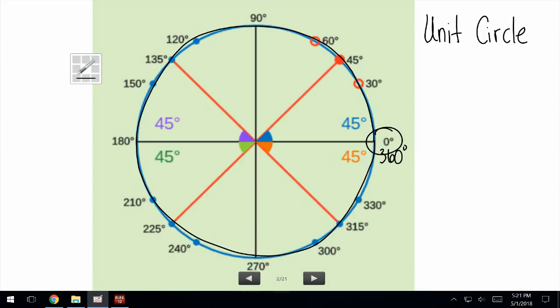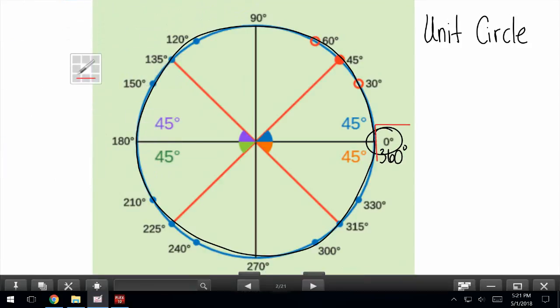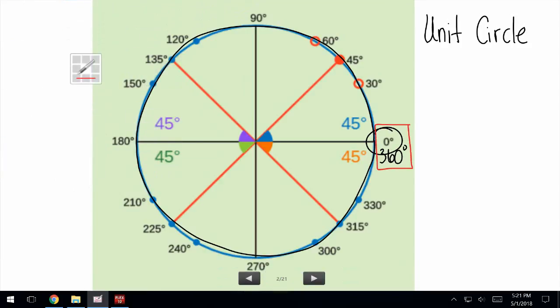Alright, so the main thing you need to know is the reference angles for right now. So the reference angles are on the x and the y axis. So right here, your reference angle is 0, 90, 180, 270, and then it comes back around to 360. Okay, those are the main reference angles that you need to know.